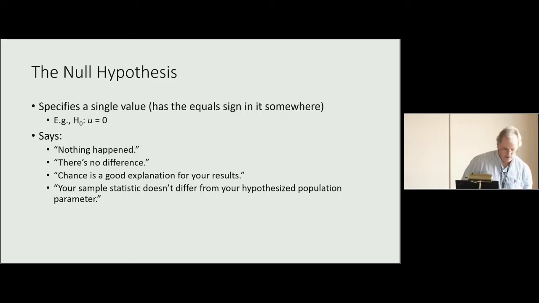So what's the null? The null specifies a single value and always has an equal sign in it. For example, the mean equals 0. The mean difference equals 0. The relative risk equals 1, right? There's always an equal sign. And this is about the parameter, right? Not about the statistic. The 0 is the population parameter. So it says nothing happened, there's no difference, right? No evidence of a difference.